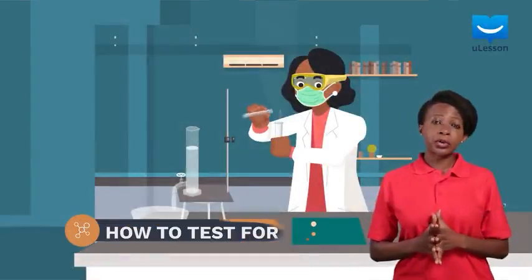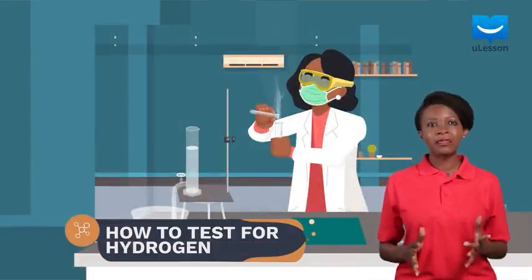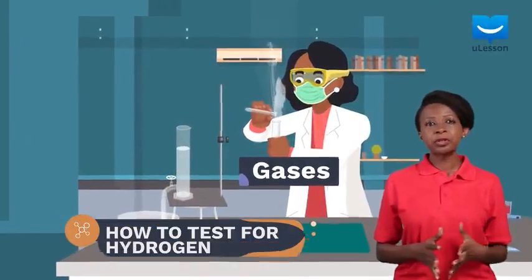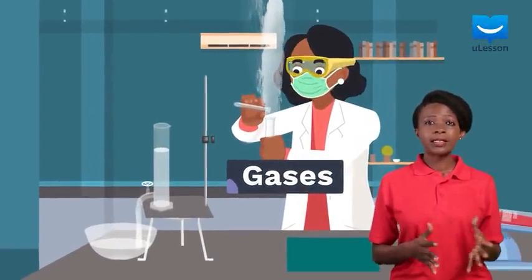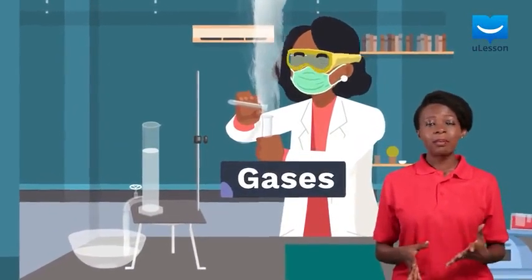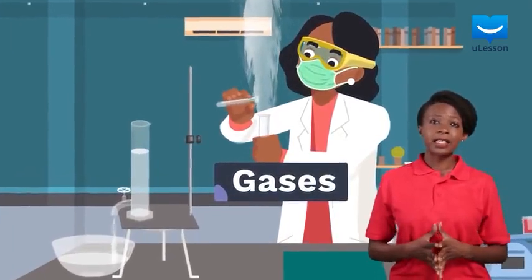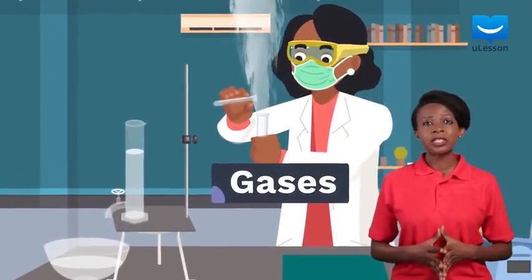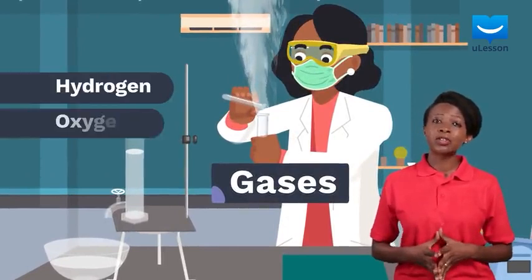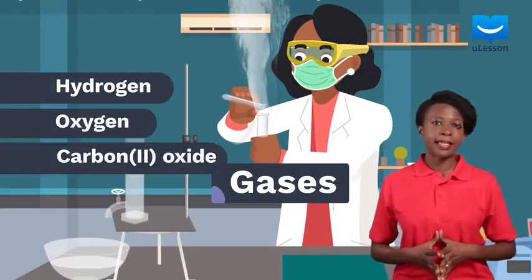Sometimes in the laboratory, we may need to identify some gases that are produced during an experiment. These gases may be colorless, odorless, and tasteless, making it difficult to identify if we depend only on our senses. Examples of such gases include hydrogen, oxygen, and carbon dioxide.